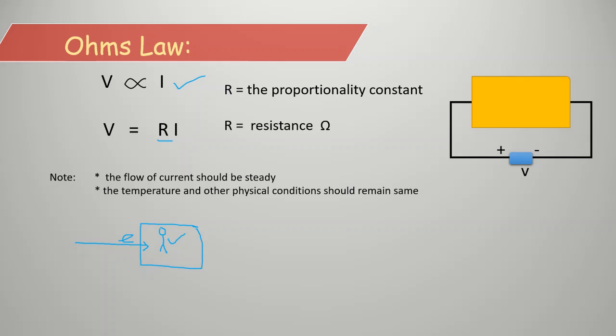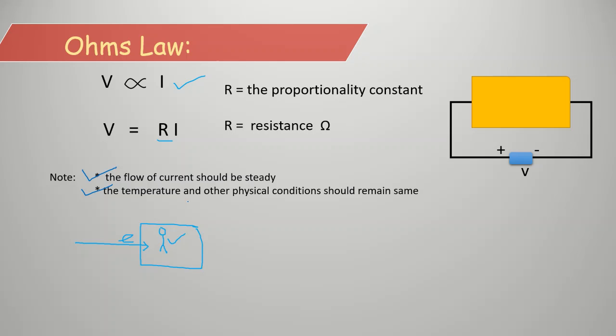To obtain Ohm's law, we must keep in mind two points. First, the flow of current should be considered steady, and second, the temperature and other physical conditions of the conductor should remain the same. This last point is quite important because it determines the nature of the conductor and also the value of resistance within the conductor.